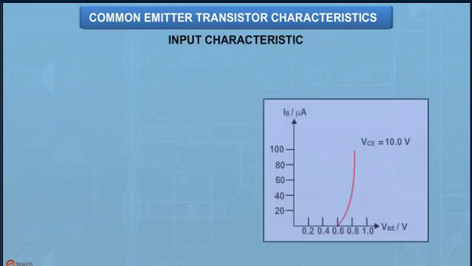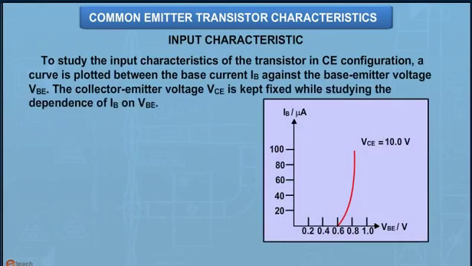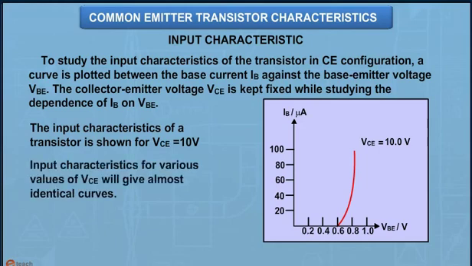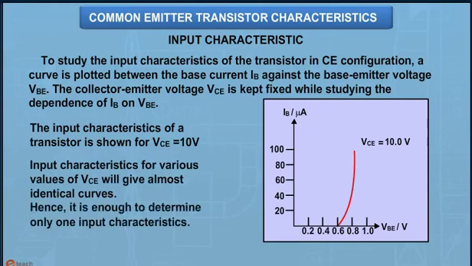Input characteristics. To study the input characteristic of a transistor in CE configuration, a curve is plotted between the base current IB against the base emitter voltage VBE. The collector emitter voltage VCE is kept constant while studying the dependence of IB on VBE. The input characteristic of a transistor is shown for VCE equals 10 volt. The input characteristic for various values of VCE will almost give identical curves. Hence, it is enough to determine only one input characteristic.